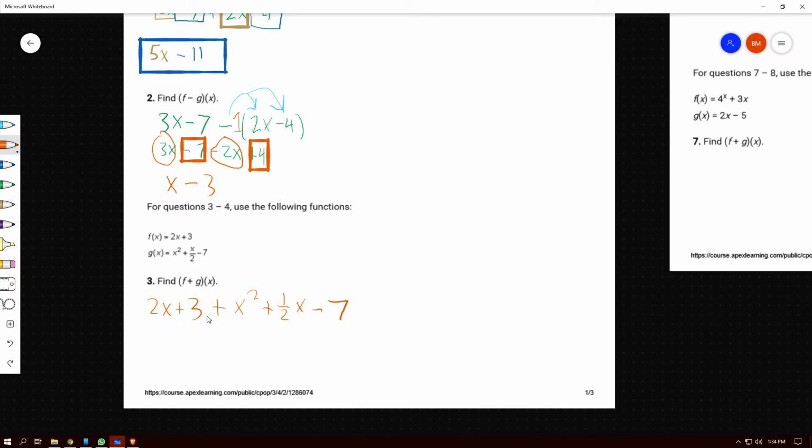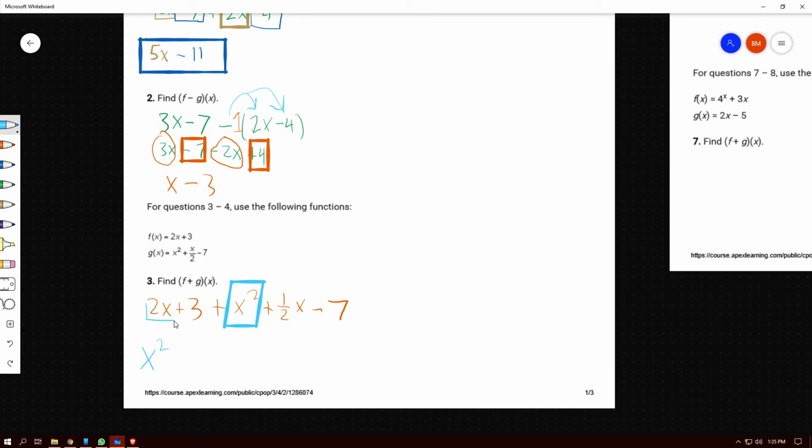All right, so 2x plus 3 plus x squared plus 1/2 x minus 7. So now I need to combine my like terms. Here are my squared terms. Do I have any other squared term? I do not. That's all I have. I don't have any other squared terms, so I'm just going to write my x squared.